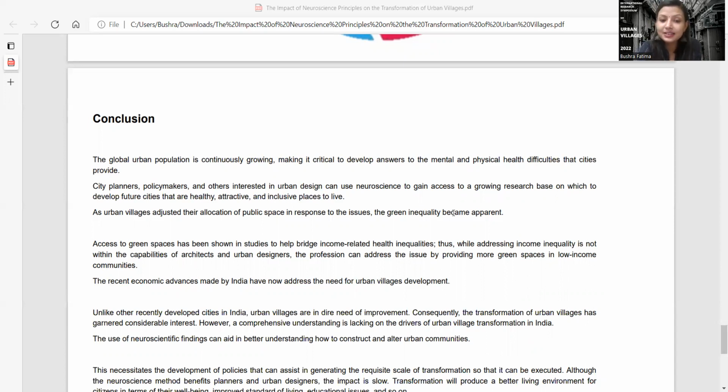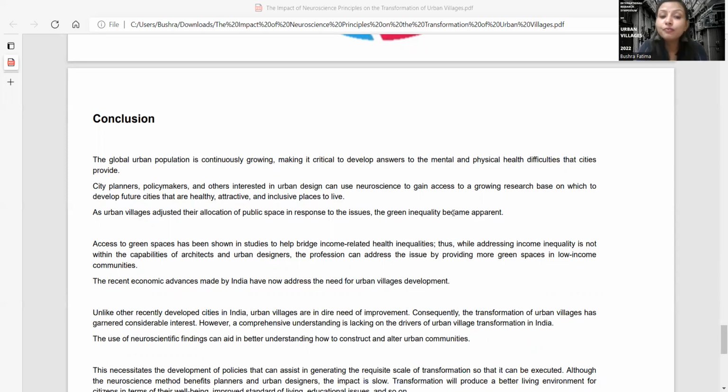So as urban villages adjusted their location of public space in response to the issues, the green inequality became apparent. Access to green spaces has been shown in studies to help bridge income-related health inequalities. Thus, while addressing income inequality is not within the capabilities of architects and urban designers, the profession addressed the issue by providing more green spaces in low-income communities.